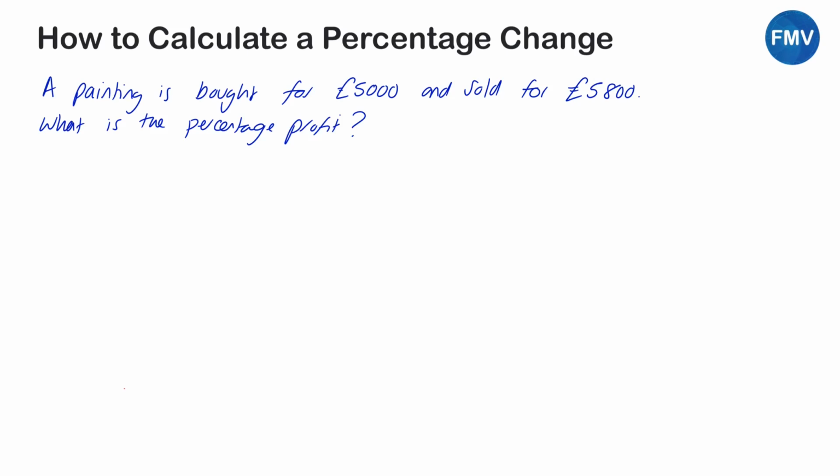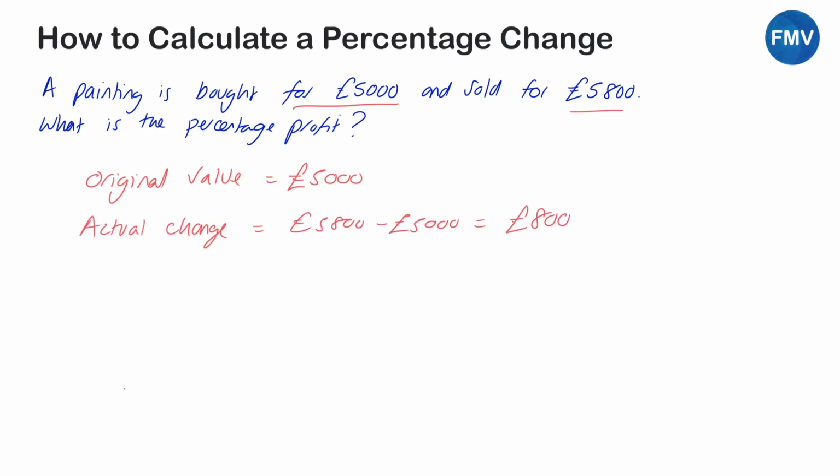So in this first question here, a painting is bought for £5,000. Now, before we go any further, what we're doing here is identifying what is the original value. So our original value is £5,000. So we can see the difference between 5,800 and 5,000 is £800. So the actual change is £800.